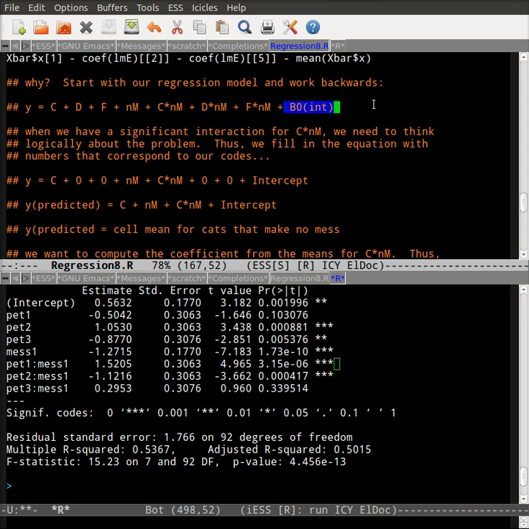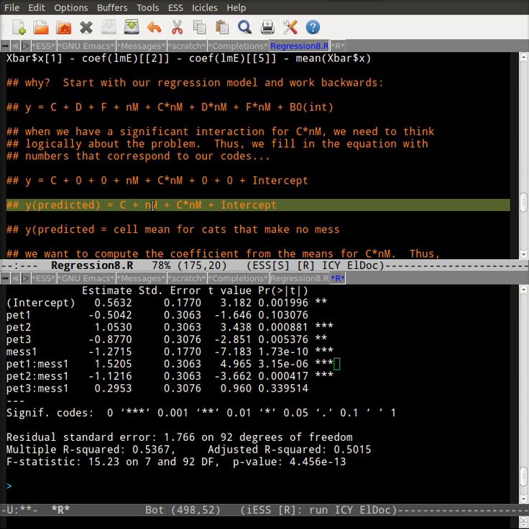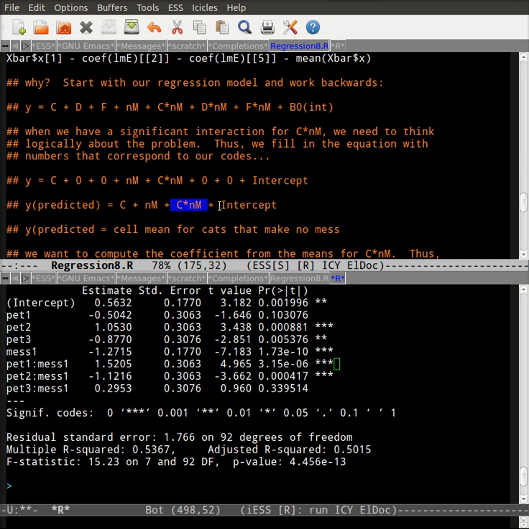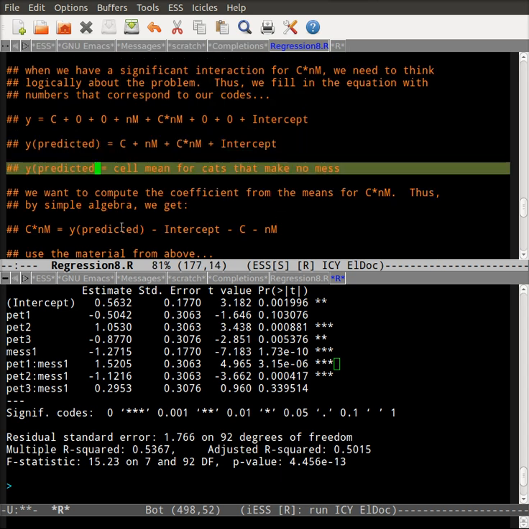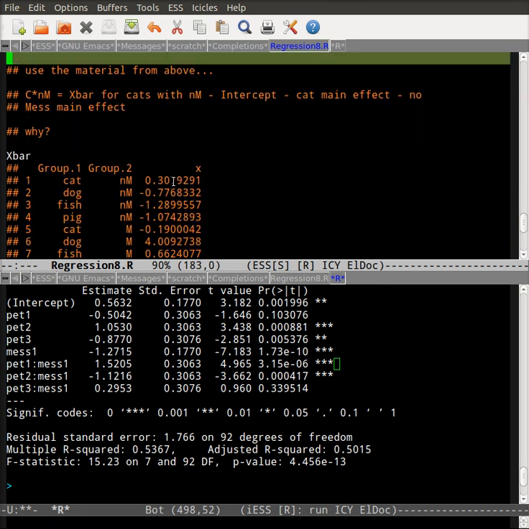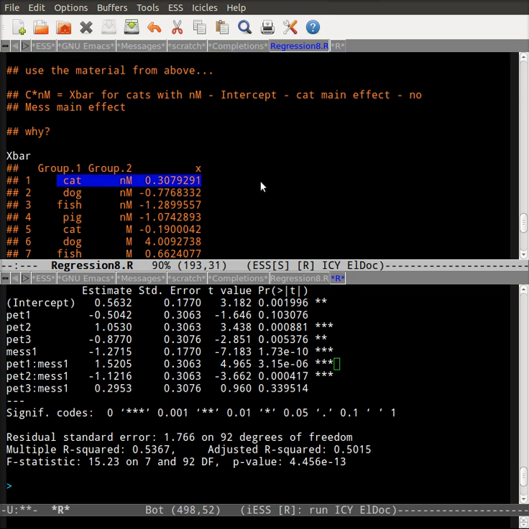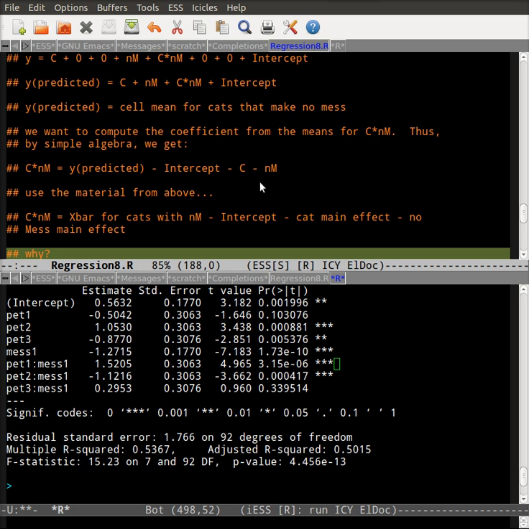And then B naught is the intercept, and I just labeled it here as intercept. So what's Y predicted? Y predicted is going to equal the cat main effect plus the no mess main effect plus the interaction plus the intercept. Now remember that Y predicted is the cell mean for cats that make no mess. And that's this right here. That's the Y predicted. When you're making predictions on categorical variables, you're predicting what value would be observed in that cell. So Y predicted is the cell mean for cats that make no mess.